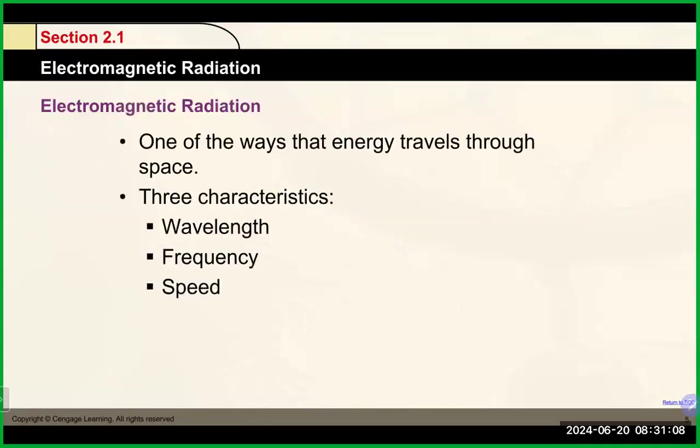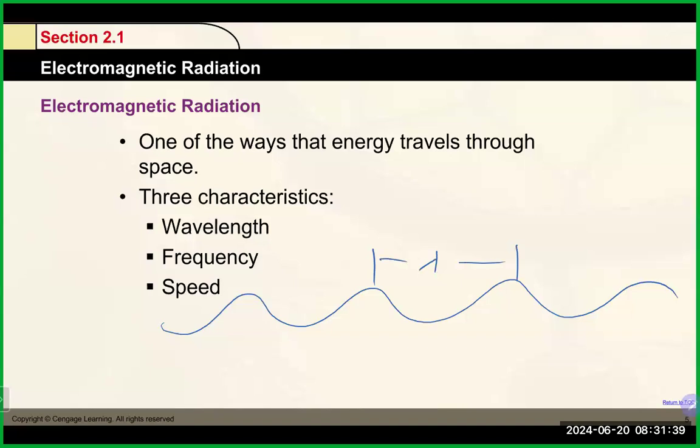So let's talk a little bit about electromagnetic radiation and how energy is transmitted through space in the form of a wave. As those electrons transition, they give off energy as they go from higher to lower in the form of a wave. Waves have certain characteristics that we'll talk about: wavelength, frequency, and speed. The wavelength is the distance between two troughs, and it is abbreviated with the lambda symbol.